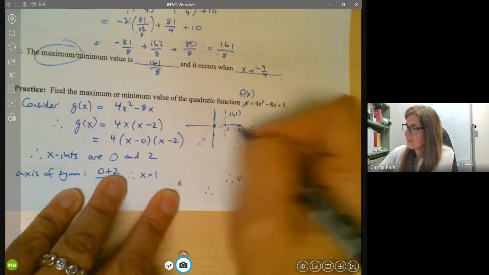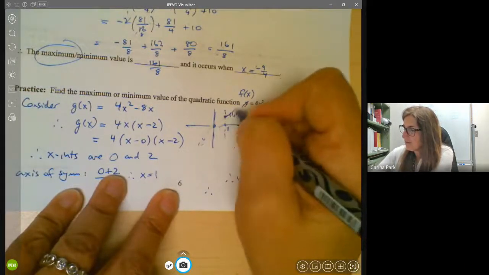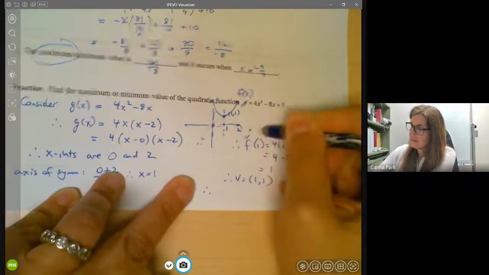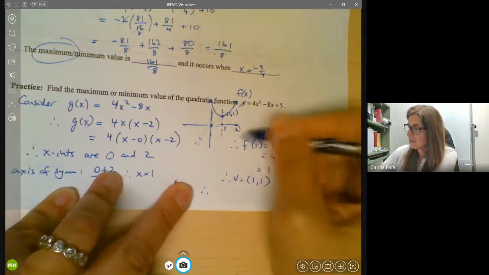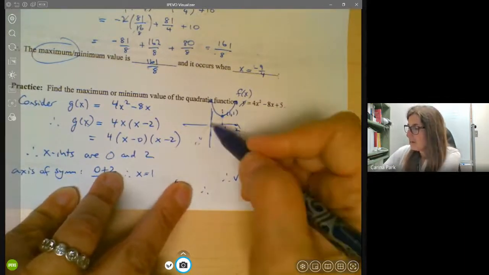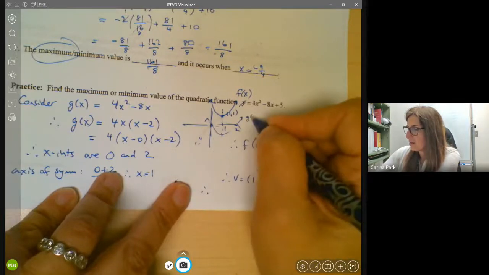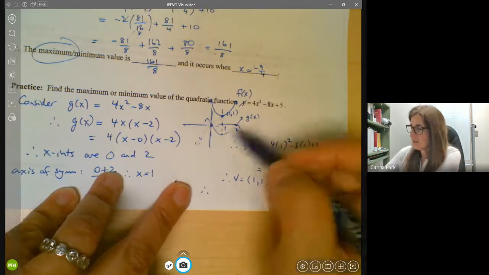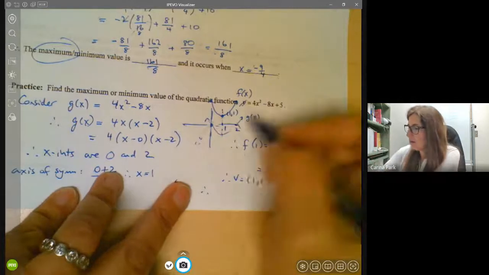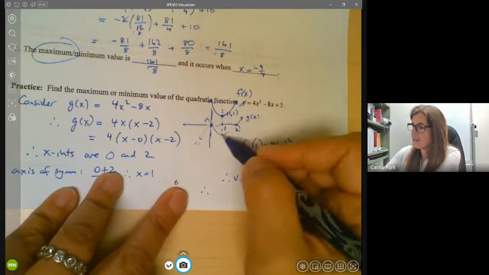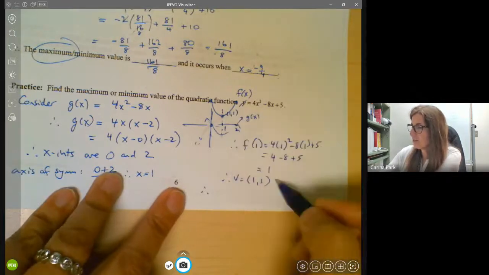F is not going to go through these intercepts. Those are the intercepts of g. Okay, I just made the classic mistake. So this is actually really good that I made this mistake. G is down here and will go through those x-intercepts. F doesn't have those x-intercepts. F is higher. So it does open upward. So the vertex of f is 1, 1. That's not the vertex of g. It's the vertex of f that I just found.